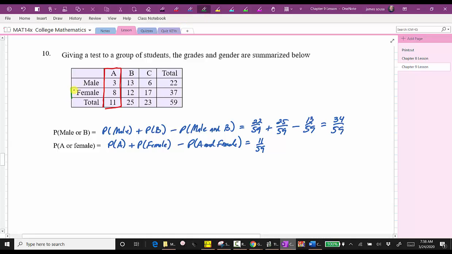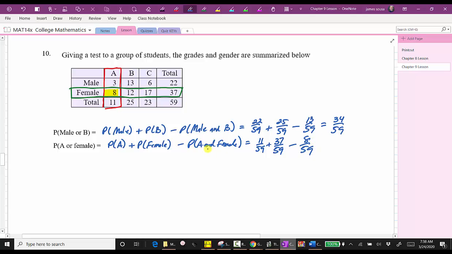Well, the females are in this row here. There are 37 females out of 59, giving us plus 37 divided by 59, and then minus the probability the student received an A and is female. Well, the A females are here. There are 8 A students that are also female. The probability of A and female is 8 divided by 59.